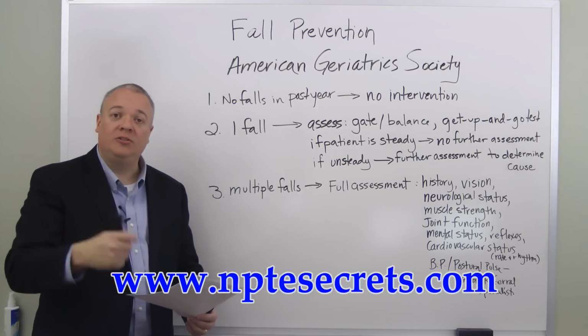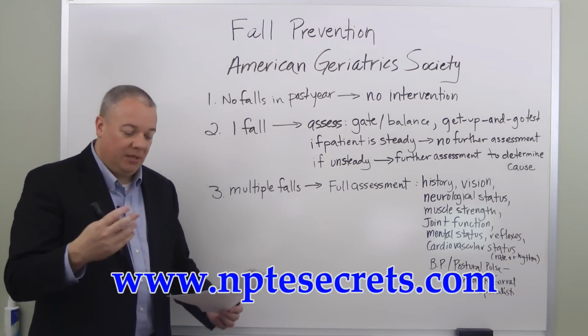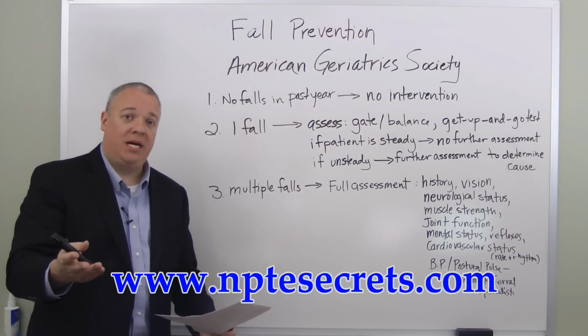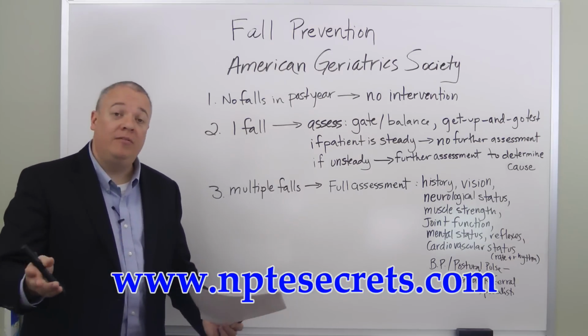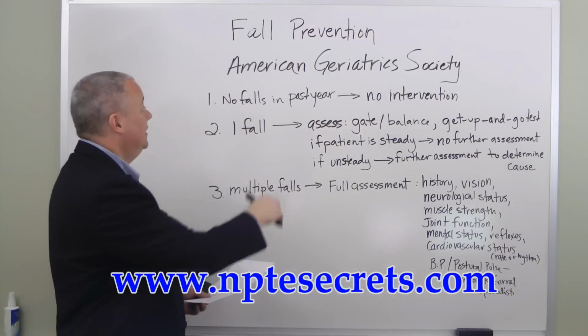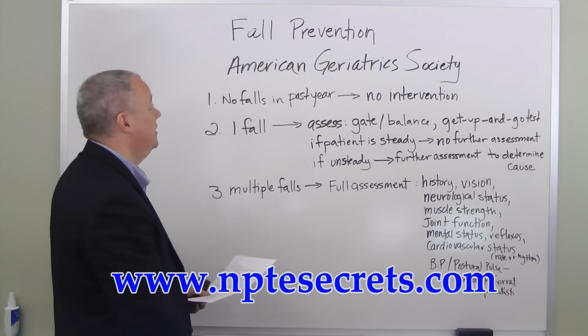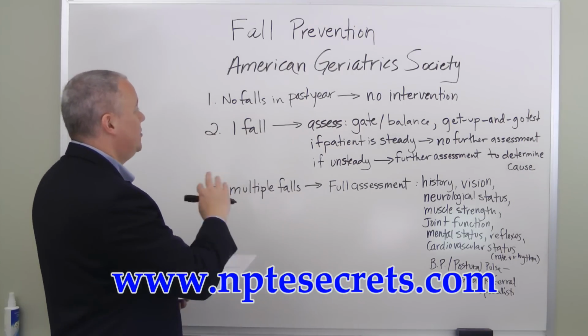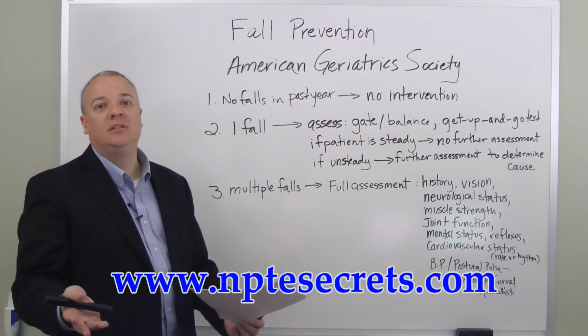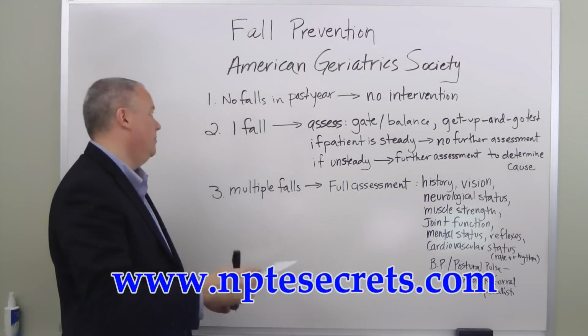So you sit down across from the person, you're talking with them and you ask them, have you had any falls in the past year? And they answer, no, I haven't fallen at all in the past 12 months. American Geriatric Society assessment here says basically if there's no falls in the past year, no intervention is necessary. You wish them well, send them on their way.